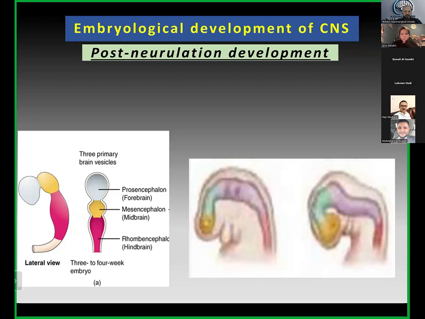The post-neurulation development usually starts by the growth of the cranial part of the neural tube to form three vesicles, which are called the primary brain vesicles. These primary brain vesicles are the prosencephalon, mesencephalon, and rhombencephalon, which will form later on the cerebrum, the cerebellum and the brain stem.